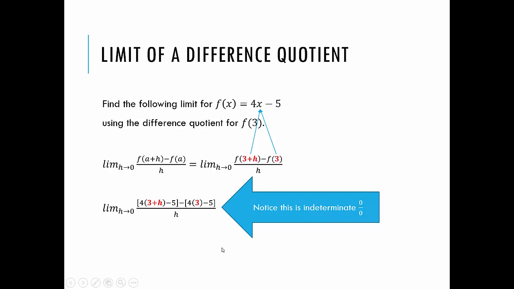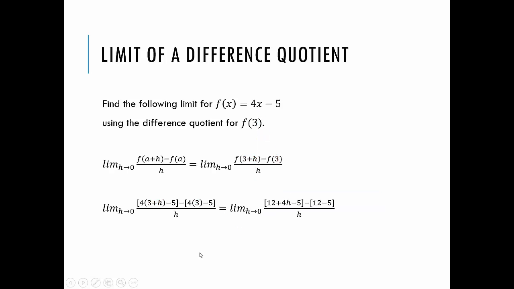Notice this is in indeterminate form, because if you look here, you're going to see 4 times 3 is 12, minus 12. I'm going to end up with a 5 and a negative 5. Those are going to cancel. So you're going to end up with 0 over 0. So let's play around with this a little bit. Let's go ahead and distribute some things out. And as you can see here, 12 minus 5 is 7, 12 minus 5 is 7 there. My 7's cancel, and I end up with this limit as h approaches 0 of 4h over h.